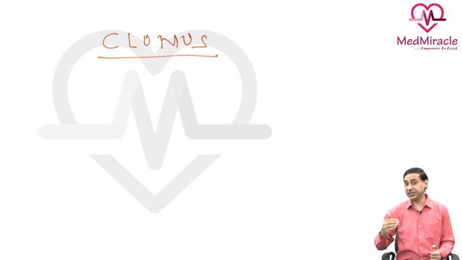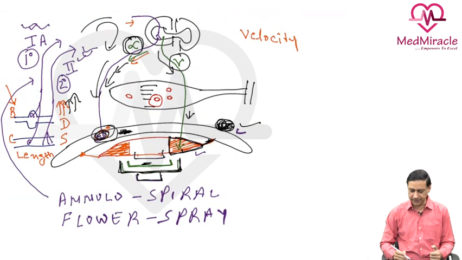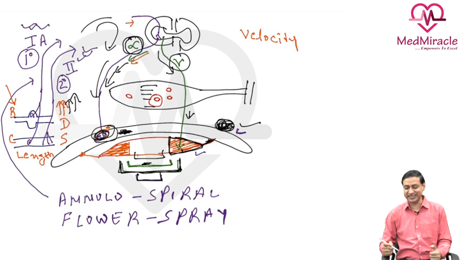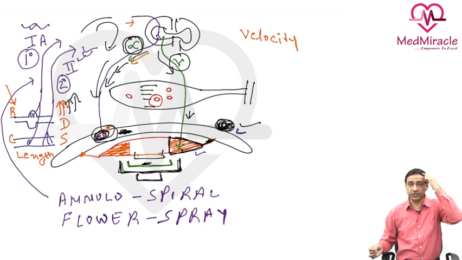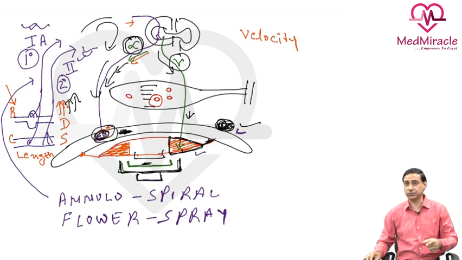So when feedback sensitivity of this stretch reflex is increased, what will happen? You can record clonus also. Is it okay? So in upper motor neuron lesions, what will happen? Hyperreflexia, hypertonia, clonus also.